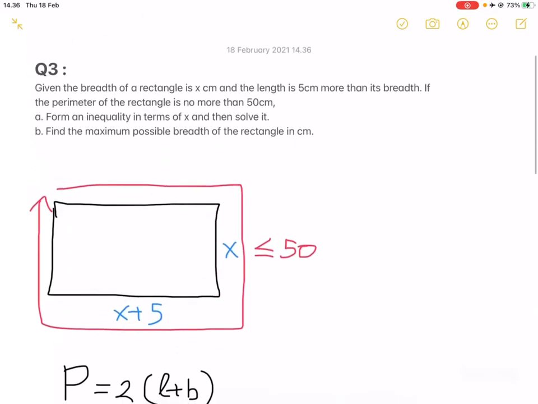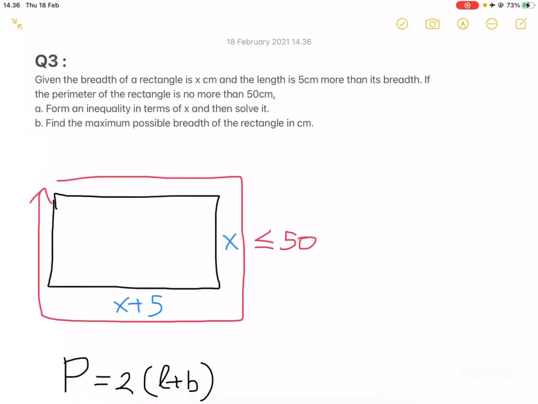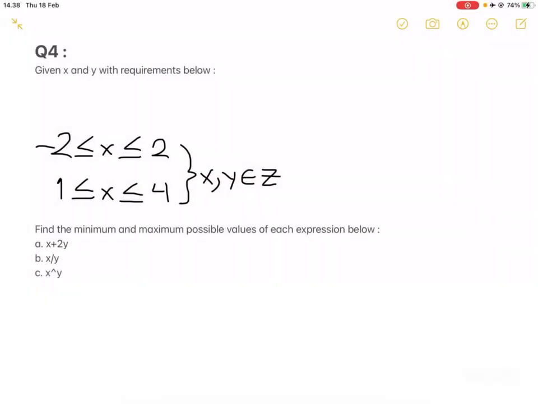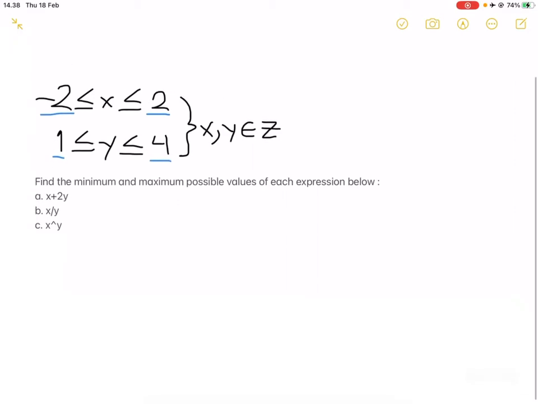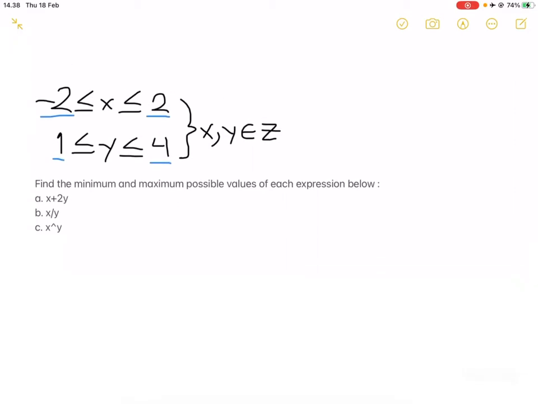Alright, so that's it for the third question. Let's jump into the fourth and final question. Alright, for the last question, given x and y with requirements below. So x is between negative 2 and 2, including negative 2 and 2. And y is between 1 and 4, including 1 and 4. And x and y are both integers. So we need to find the minimum and maximum possible values of each expression.